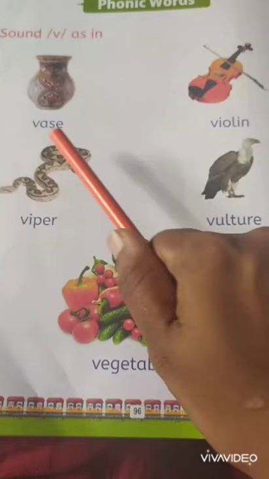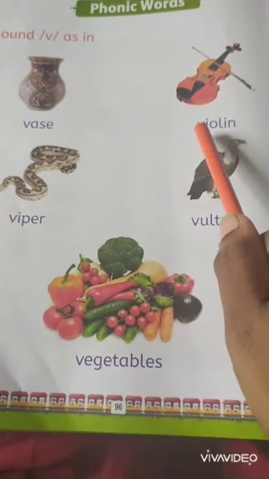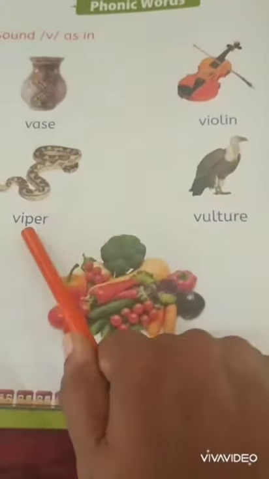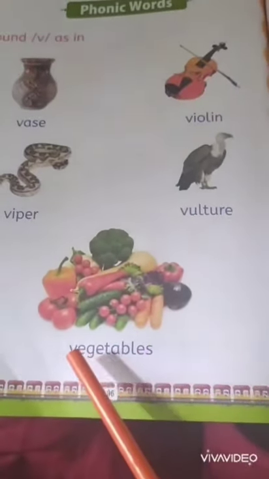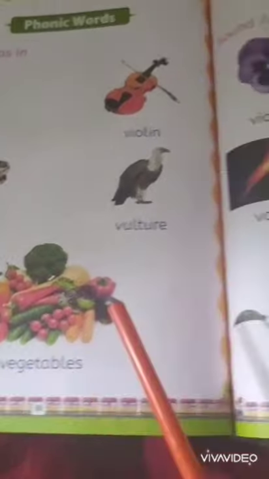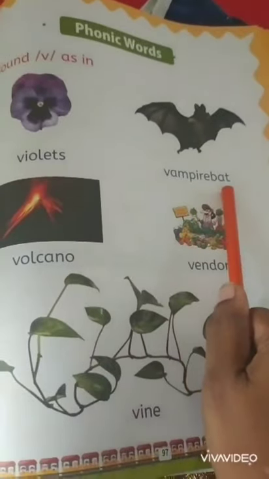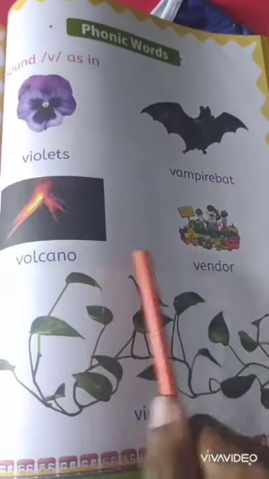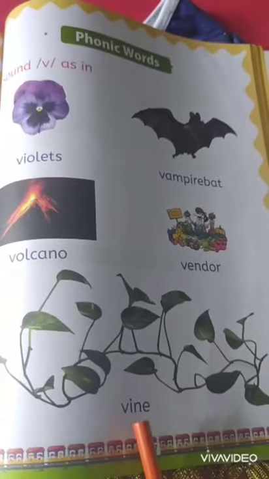Children, let us learn some words that start with the sound. Vase, violin, viper, vulture, vegetables, violets, vampire bat, volcano, vendor, van.